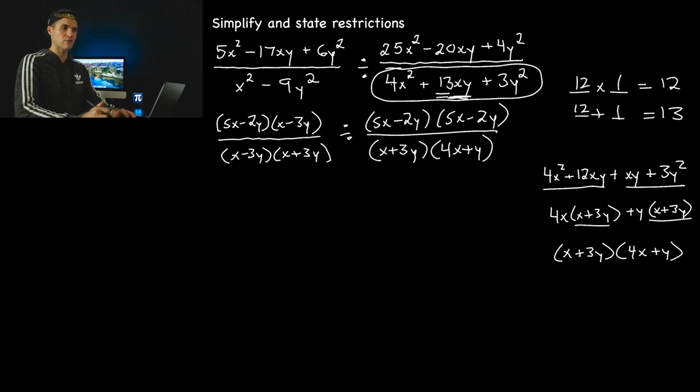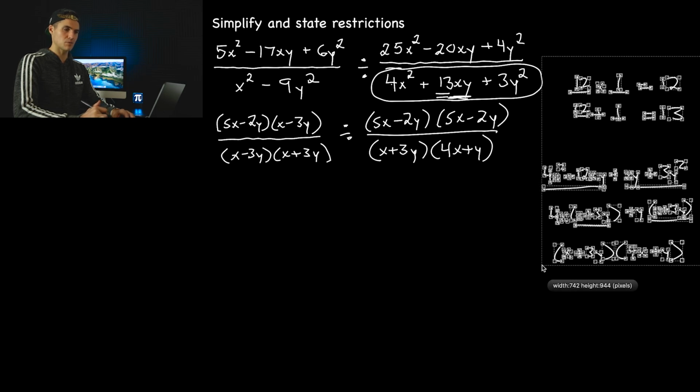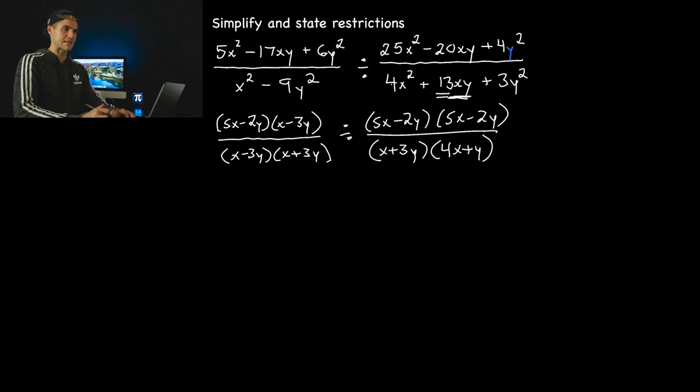Okay, so at this point, everything is factored, and now what we have to do is get our restrictions, okay? And you have to be careful here because usually, yes, we get the restrictions from the denominators, correct? But notice, because we're dividing by something, whatever we're dividing by, we also get the restrictions from the numerator of the thing that we're dividing by. In this case, these two factors are the same, so just one of them will do.